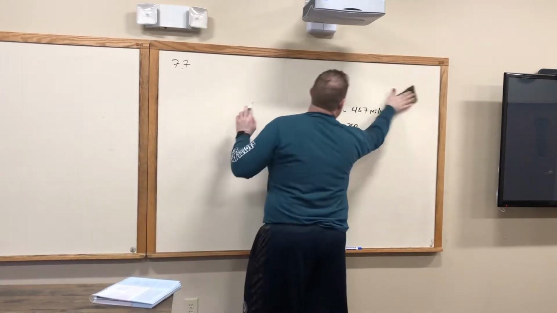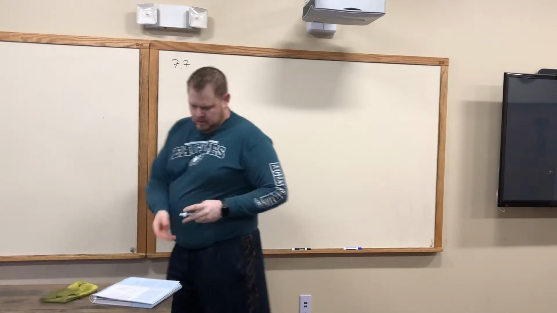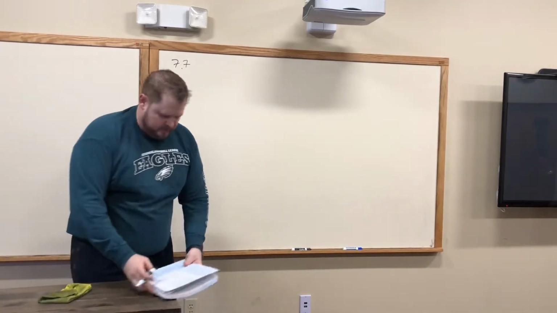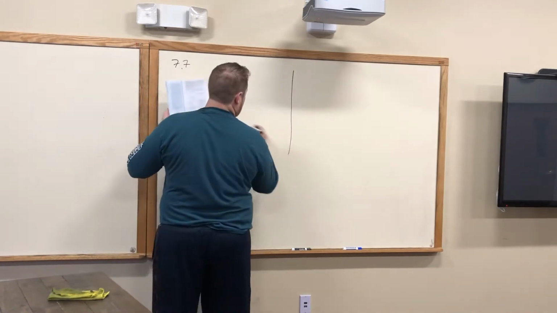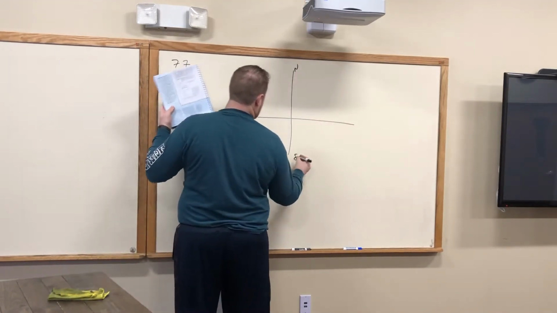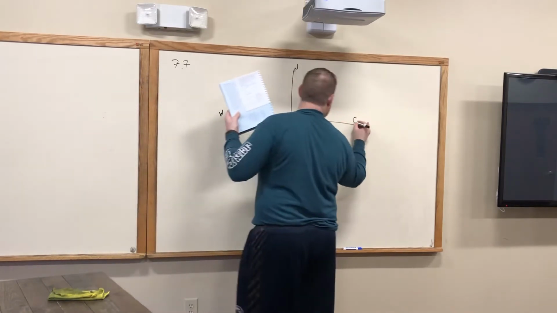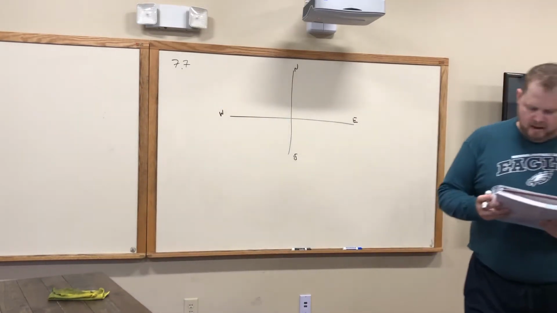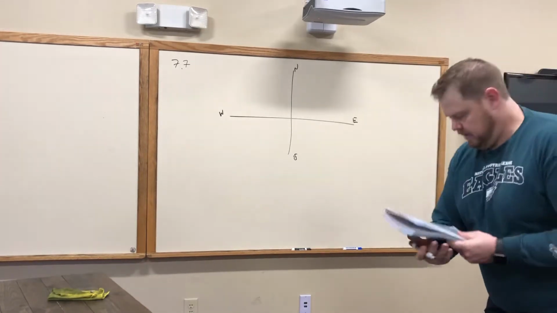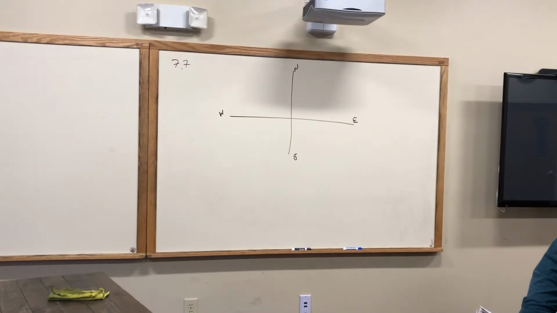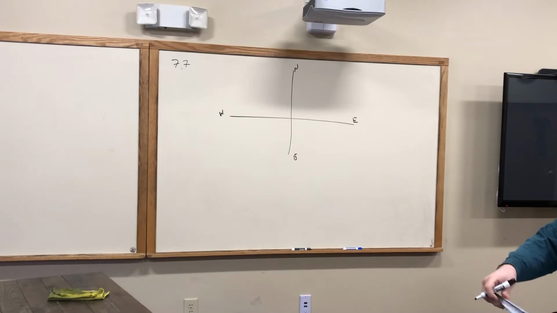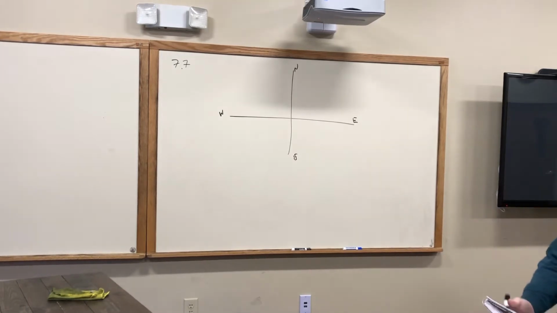Example number two. A wide river flows due south. So once again we have north, south, west, east, and the river's flowing due south. A boat crosses the river traveling upstream at a bearing of 60 degrees and at a speed of 30 knots. The speed of the current is 10 knots. What are the bearing and velocity of the boat as measured from the ground?